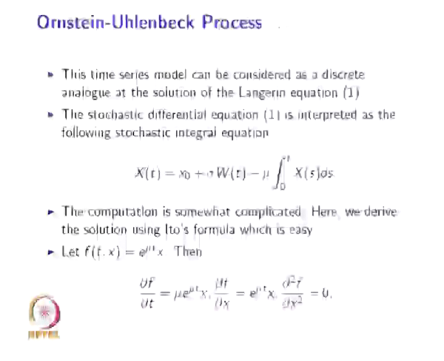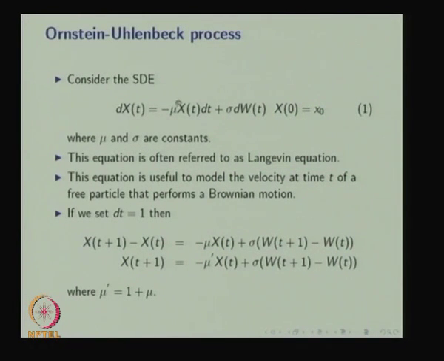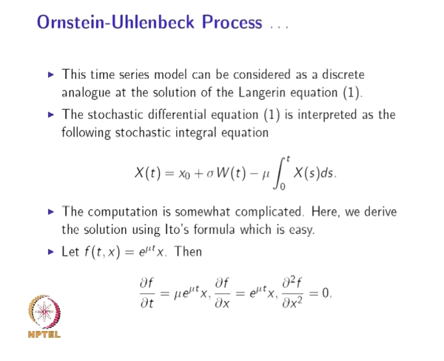The stochastic differential equation can also be interpreted as an integral equation, because dX_t is equal to minus mu times X_t dt plus sigma times dW_t. Therefore, you can write this as X_t is equal to X at 0 plus sigma times W_t minus mu times the integral from 0 to t of X(s) ds. X_t is unknown, therefore this is an integral equation. It is very difficult to get the solution directly, but here we are using the Ito formula, which makes it easy to get the solution.